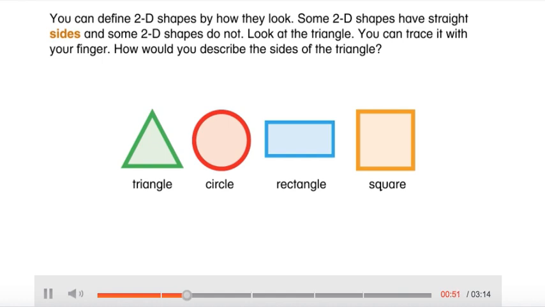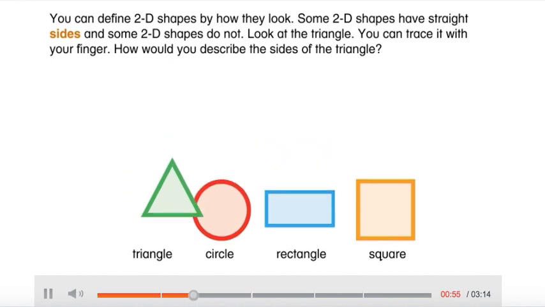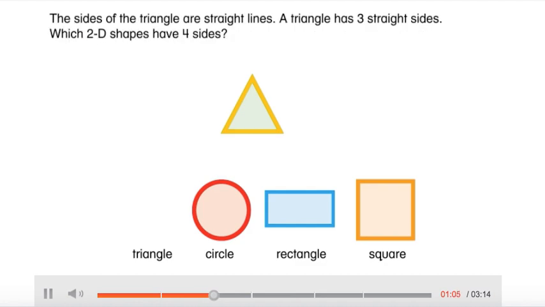Some 2D shapes have straight sides, and some 2D shapes do not. Look at the triangle. You can trace it with your finger. How would you describe the sides of the triangle? The sides of the triangle are straight lines. A triangle has 3 straight sides.